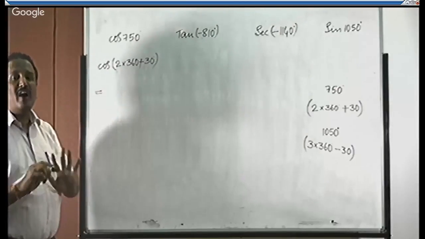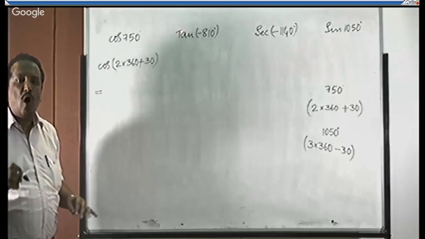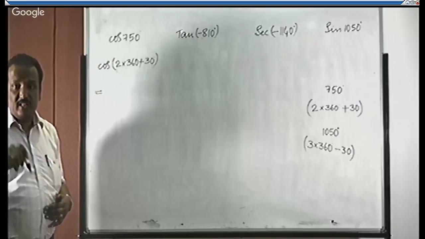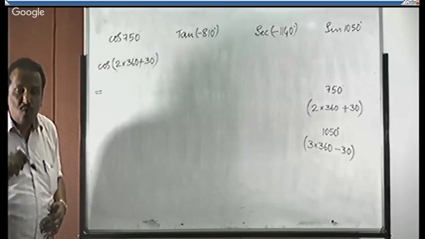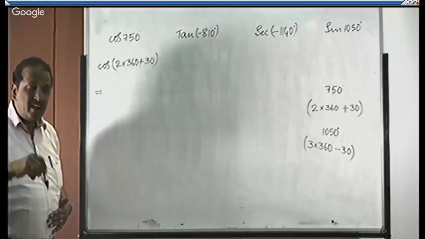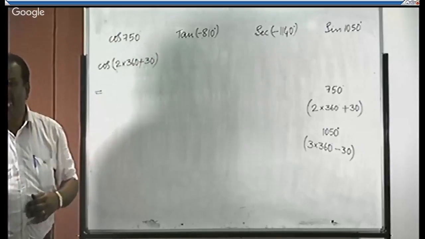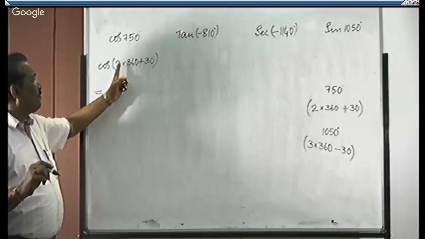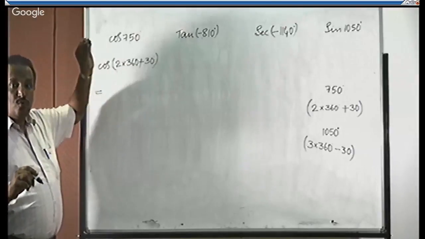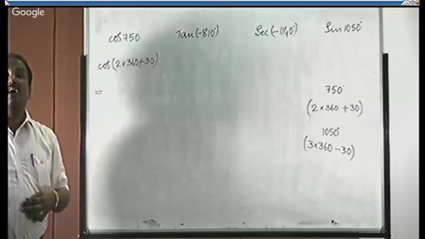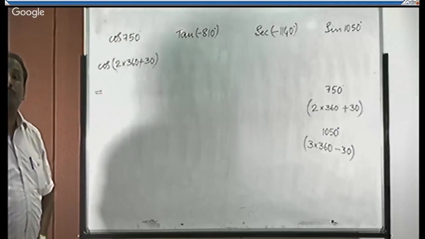But we are not interested to know how many rotations are made by the revolving ray. What we are interested in is in which quadrant our revolving ray is there, and in that quadrant what extent of angle it is defining. That is our convention. We are not at all interested in the multiple of 360, which we write when we connect any trigonometric function for the angle of very large magnitude. I hope you may understand.